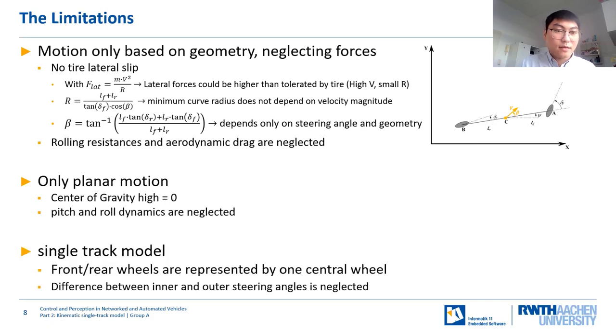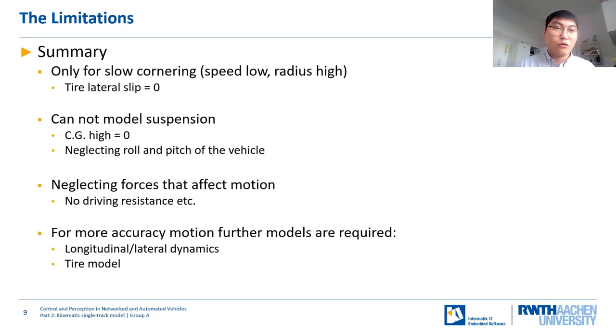Last but not least, I want to say the bicycle model is a single track model. And as we have mentioned, the front and the rear wheels are only represented by one central wheel. So such a kind of single track model is not capable of modeling the difference between the inner and outer steering angles. Overall, the bicycle model can only be used for slow cornering.